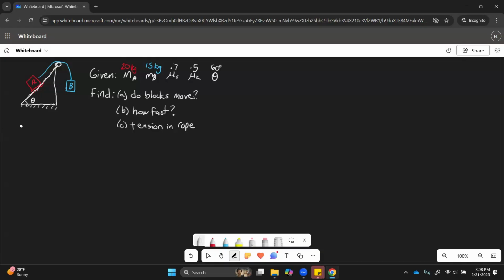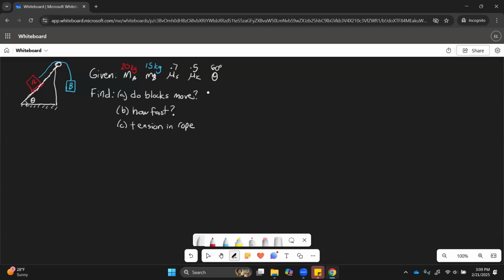All right, in this problem, we're going to have two blocks, one on a plane, one hanging over a massless, frictionless ideal pulley. We're given the masses of the blocks, the static and kinetic coefficients of friction on the plane, and the angle of the plane. We need to find: do the blocks move? So is block B, which is smaller, heavy enough to pull block A up the plane? If they do move, how fast? What is their acceleration? And then find the tension in the rope.